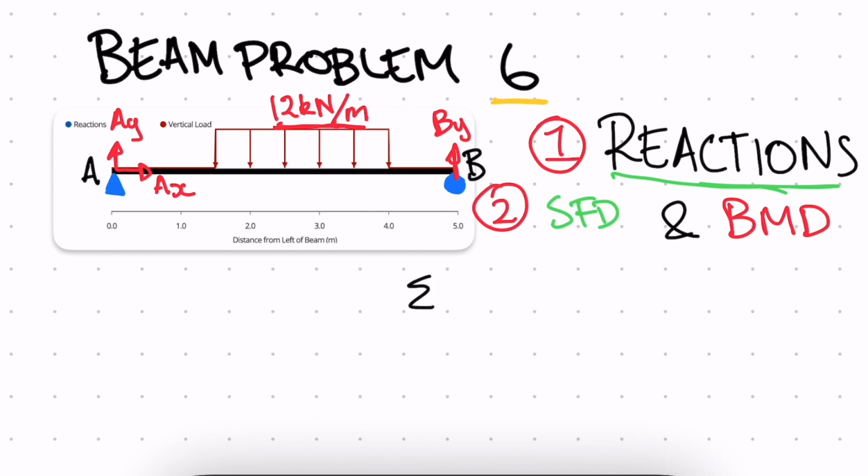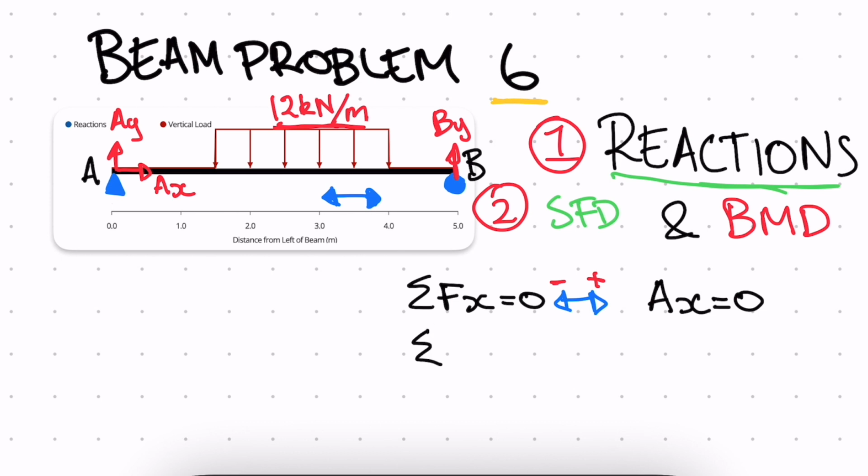So sum of forces in the X direction equal to 0. We're looking at any forces forwards or backwards. Backwards we call negative, forwards positive. We don't have any forces in these directions, we only have our AX reaction. So if we don't have any other forces, AX is equal to 0.